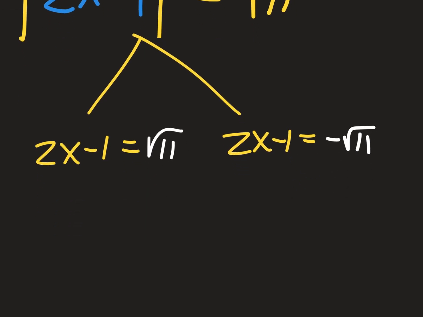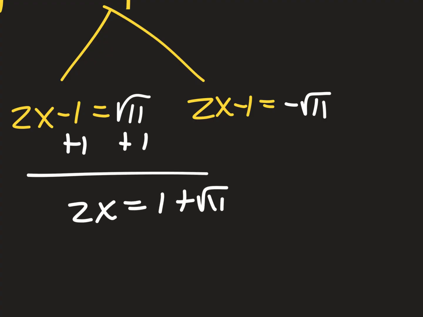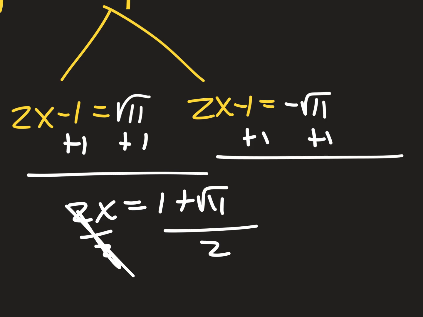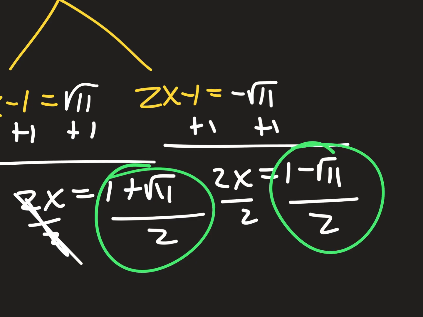All right, so final answer on this after I add 1, 2x equals 1 plus square root of 11, and I divide by 2. There's my answer, 1 plus the square root of 11 over 2. Plus 1 plus 1. 2x equals 1 minus the square root of 11. And then I divide by 2. So 1 plus the square root of 11 divided by 2, and 1 minus the square root of 11 divided by 2. And yes, you could put them together if you wanted to.